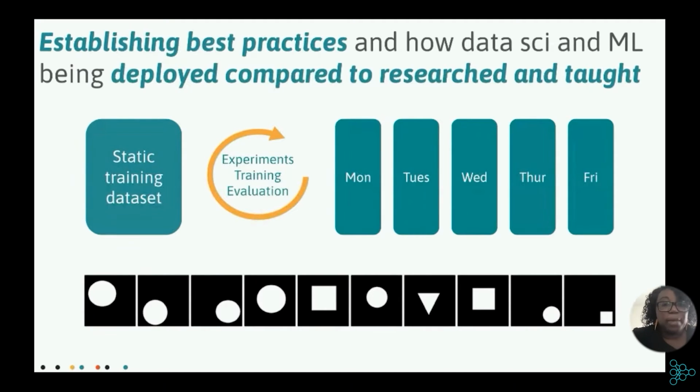All right, so let's talk a bit about what I'm interested in and how this feeds into what we're doing at WhyLabs. So I'm personally interested very much in establishing best practices within machine learning and within the deployment of machine learning systems. And I'm also very interested in how data science and machine learning converges and diverges with production or deployed systems and research and the way we research and teach machine learning.